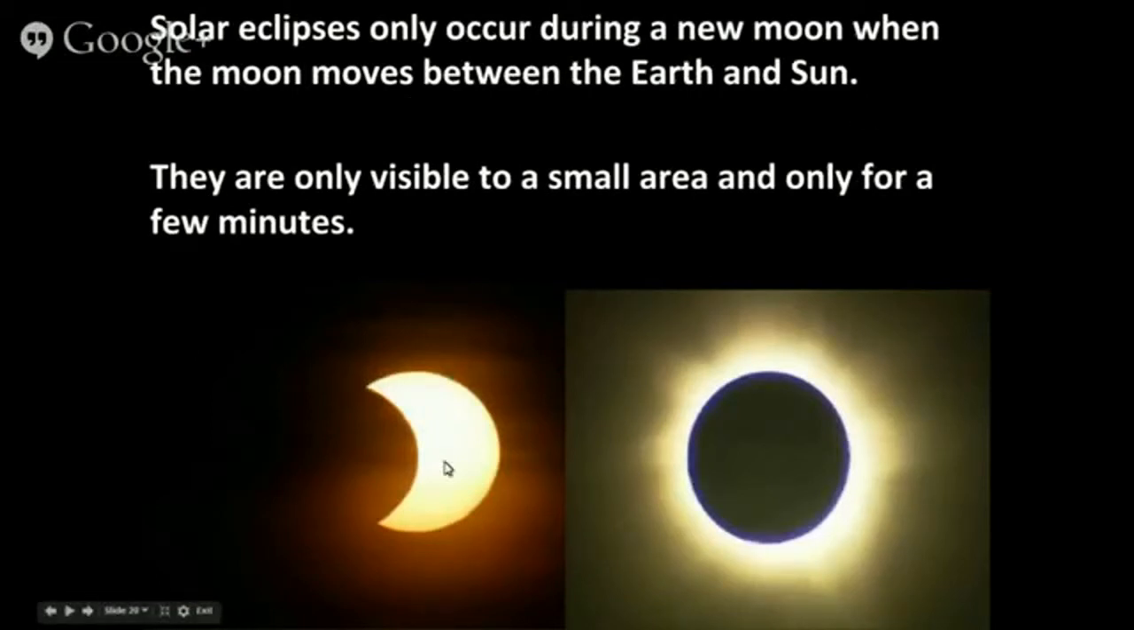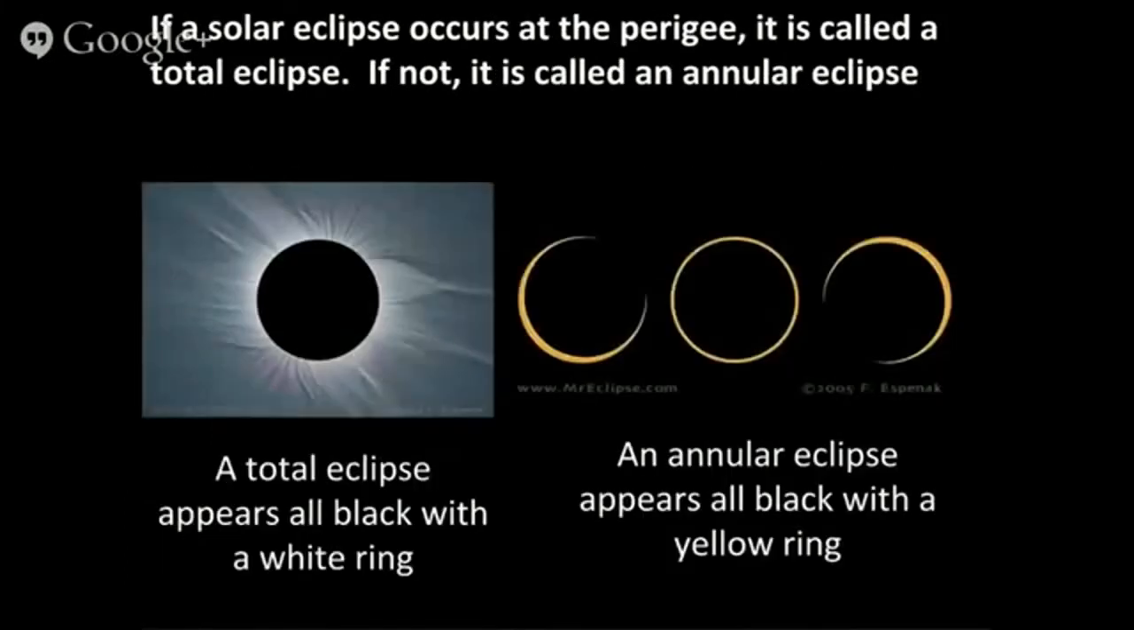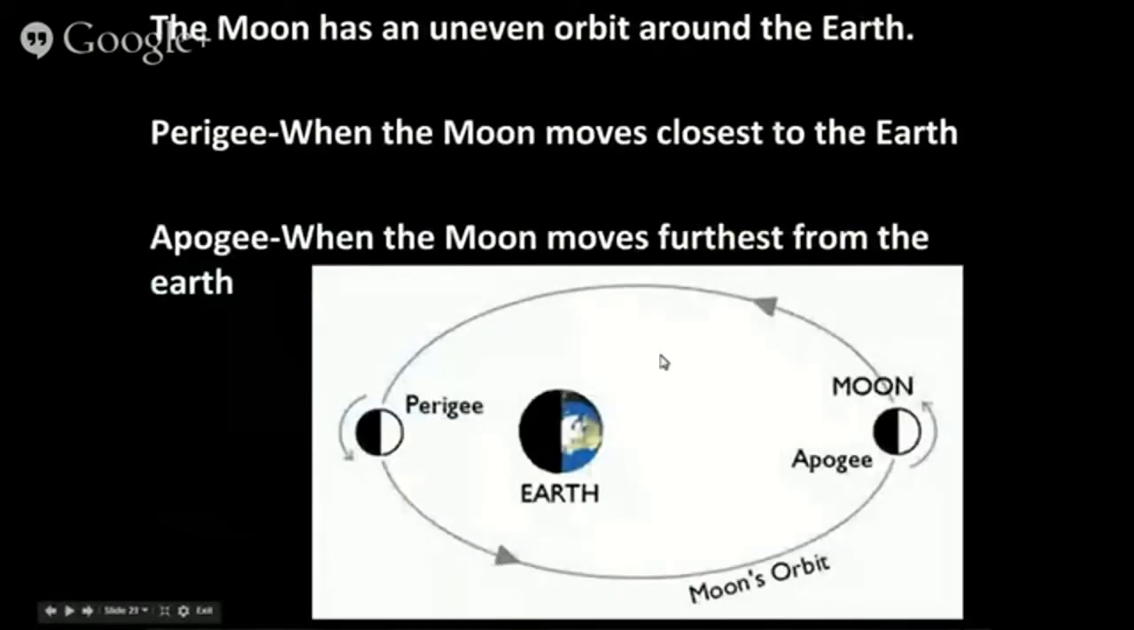They're only visible to a very small area for only a few minutes. If you recall, lunar eclipses occur over a few hours, and a larger area of people can see them. An entire hemisphere can see them. But a solar eclipse, only a small portion of the Earth can see them, and they only happen for a very few minutes.